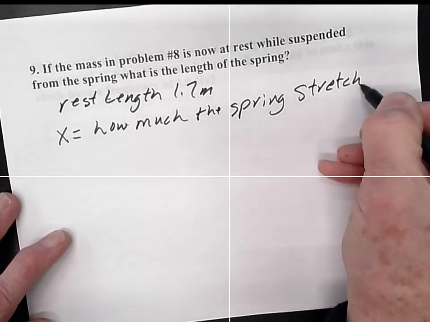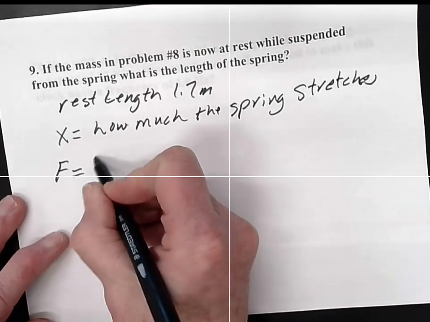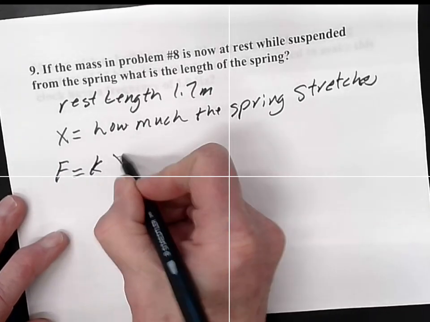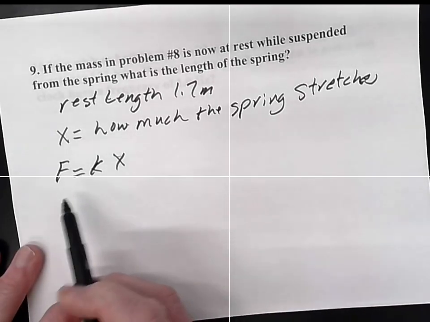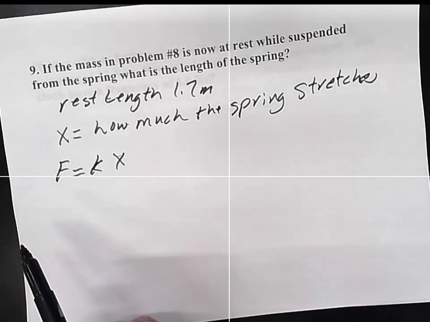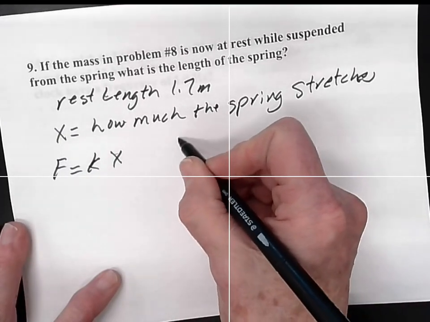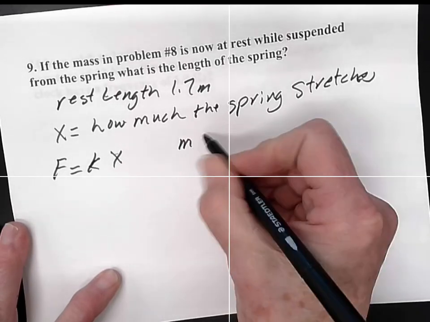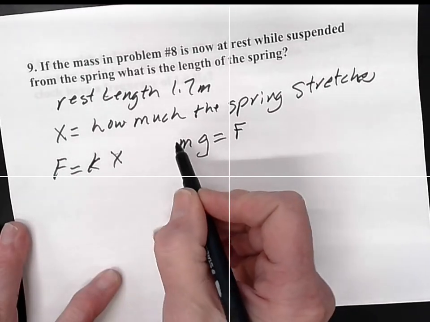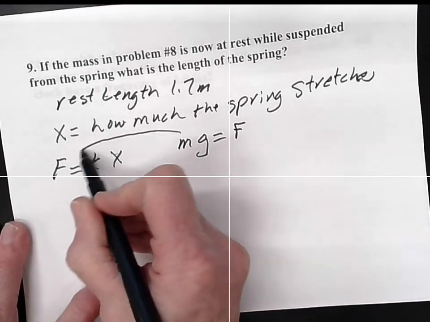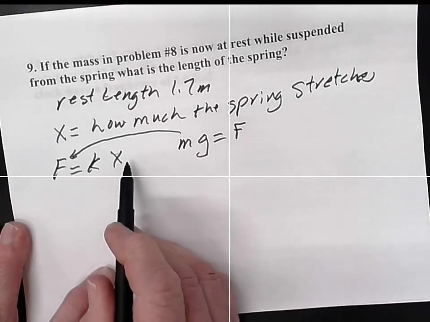And we have a formula for that. We have F equals kx. And so now you found the mass earlier. You found the mass in number 8. Now if you want to get F, you're going to have to take that mass times g, and then that will give you a force. Then that force can be moved over, and that will be the F that you have, and F is equal to kx.